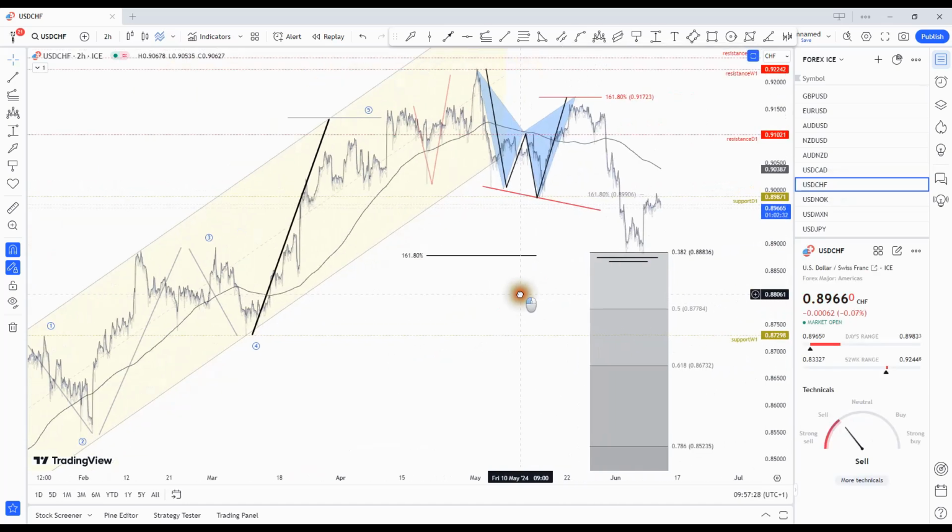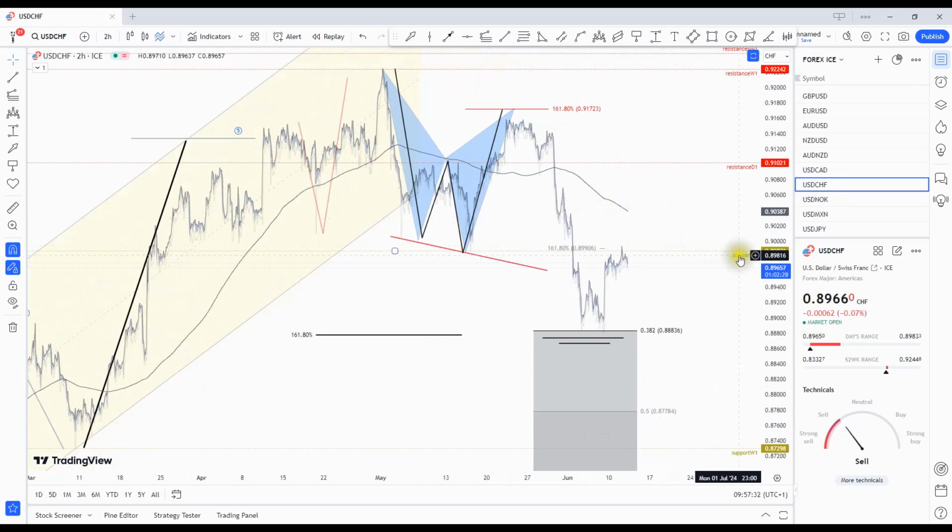CHF, nothing to report for now. Previous structure support may act as resistance. It's the previous daily fractal support, 89.87. This is a level of pressure.